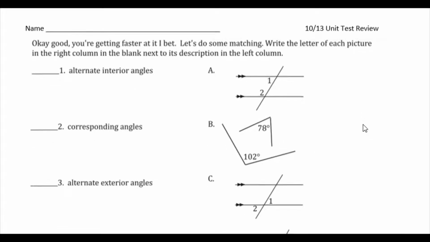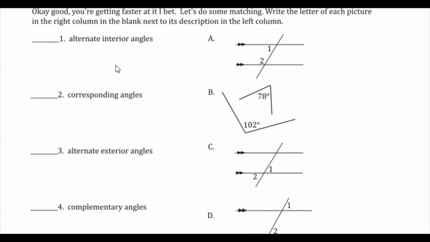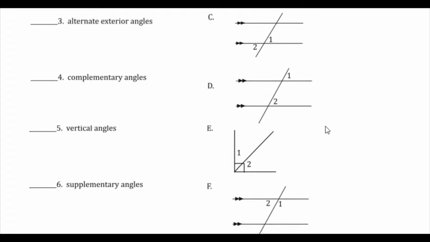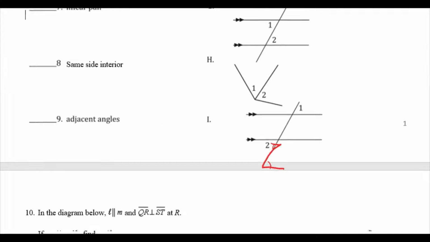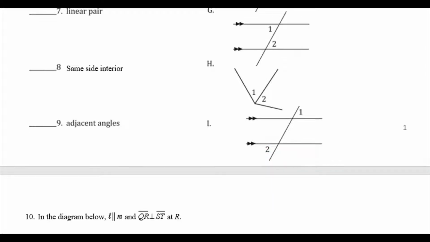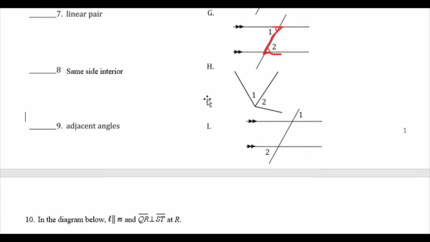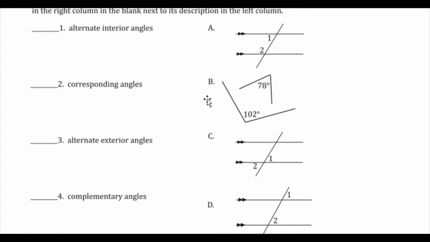So we're going to go through and do our matching. So let's look at the alternate interior angles. Remember, that makes the Z here. So we're looking for the Z. And there's the Z down here with letter G. So you can see the Z for the alternate interior angles. Terrible looking Z, but you get the idea here. All right, so let's try that again. Z, better. All right, those are alternate interior angles, so we know that number one is G.